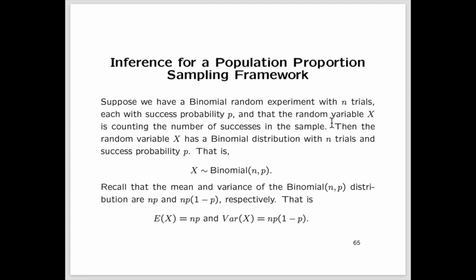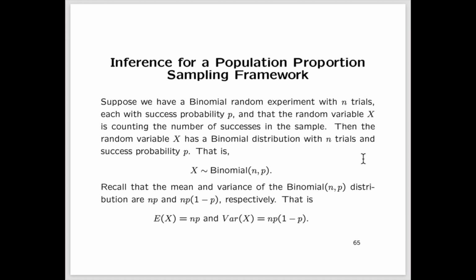All right, so let's now continue on and look at inference procedures for a population proportion. And the sampling framework is described here. So suppose that we have a binomial random experiment with n trials, each with success probability p, and that the random variable X is counting the number of successes in the sample.